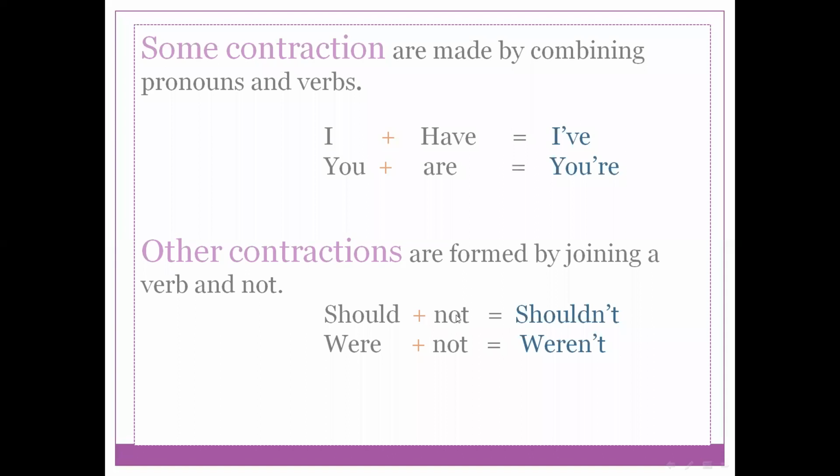Now, should not will become shouldn't. What did I do here? I removed the O and put an apostrophe instead. Were not will become weren't. I will remove the O and put an apostrophe instead. So again, some contractions come from pronoun and verb, and some from verb plus not.